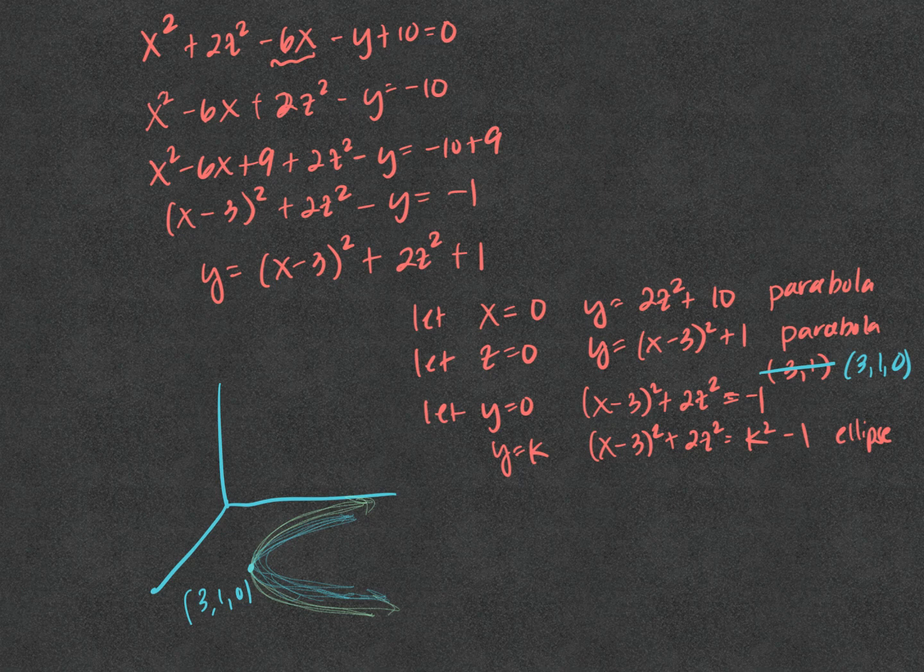And then we have ellipses when y is equal to some value. So now we have a paraboloid, and it sits at the point 3, 1, 0 and opens to the right. So the traces are the parabolas and the ellipse.